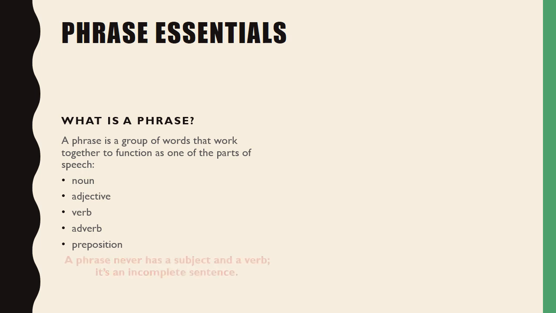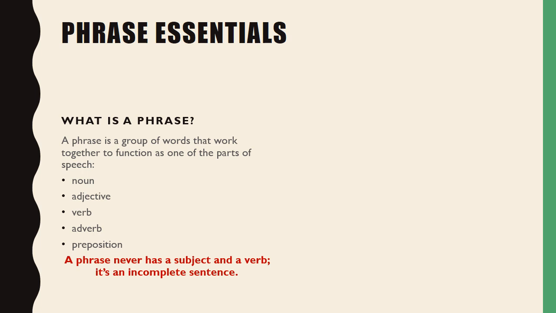Now, what makes it a phrase is that a phrase never has a subject and a verb in it. So the phrase could function in a sentence as a subject, or the phrase could function in a sentence as a verb, but a phrase cannot stand alone as its own sentence. A phrase is an incomplete sentence. So a phrase is within a sentence functioning as a noun, an adjective, a verb, an adverb, or a preposition.